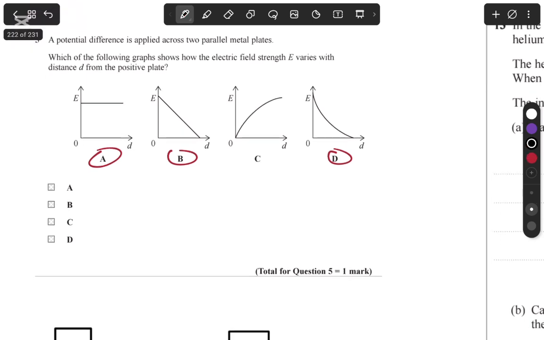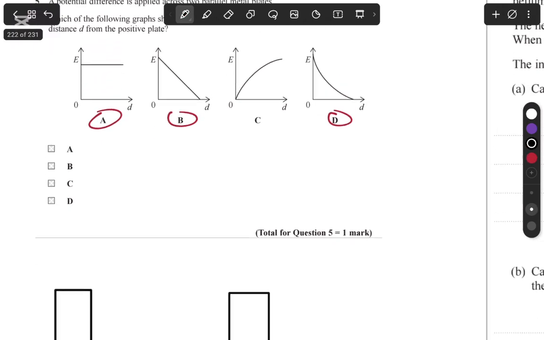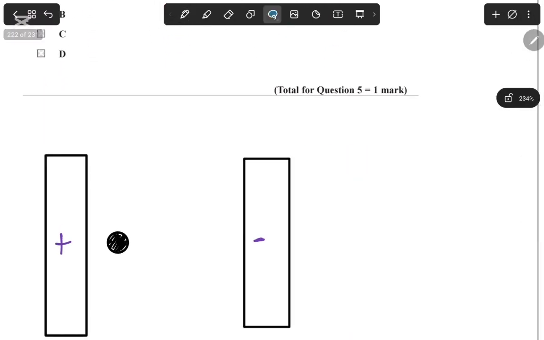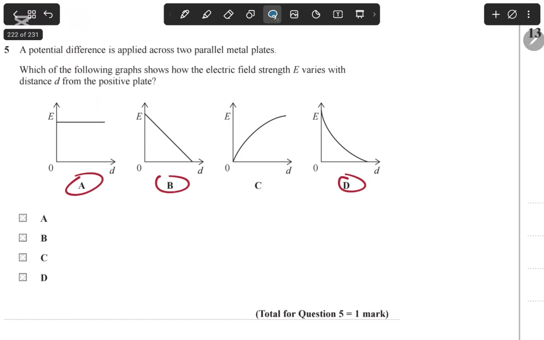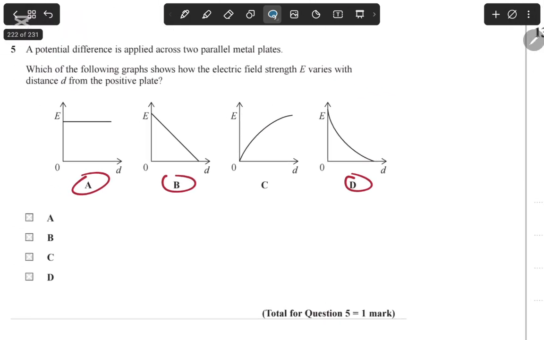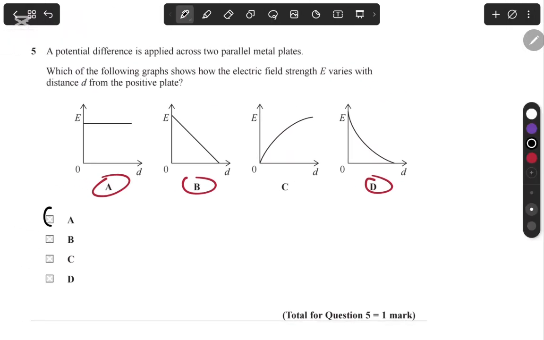So basically what's happening here is we have, let's say, a charge. The charge that's here is moving from the positive plate to the negative plate. So it's moving like this. Yeah, that's clear. As it's moving like this, it's covering distance. That's what that distance D there means: the distance that's covered by this charge that's moving. We know that throughout this distance, the electric field strength will be the same. So hence the answer is A.